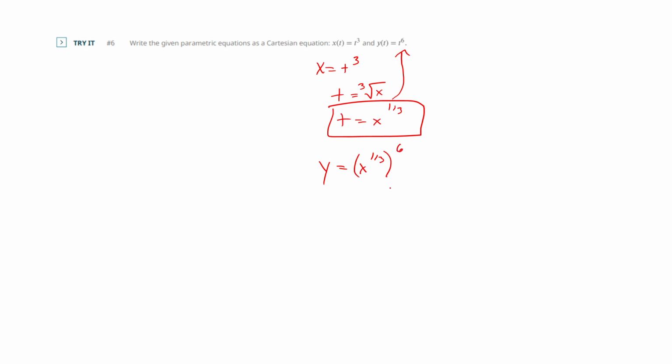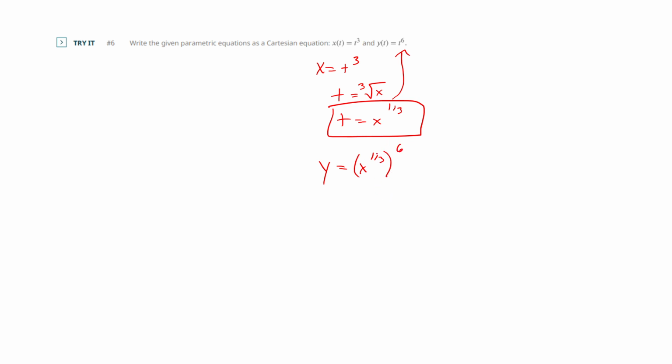Okay, how about this? Again, we can do this multiple ways. I'm going to solve x equals t to the third. If I'm trying to solve for t, do you see that it would be the cube root of x? Now I'm going to write that as t equals x to the 1/3 because it's going to be helpful in a second. So if this is what t equals, I'm going to sub that in here for t. So y is then equal to x to the 1/3, all to the 6th power.